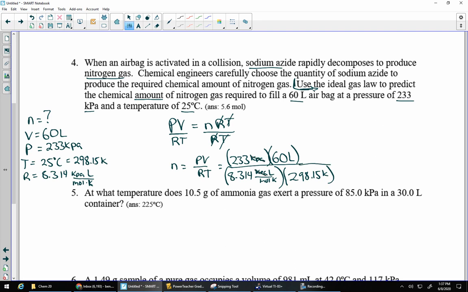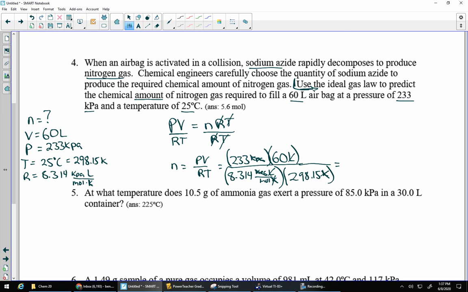Check out what happens with the units here. kPa cancels with kPa. Liters cancels with liters. Kelvin cancels with Kelvin. What's the only unit we have left? Moles, which is exactly what we're looking for when we're looking for amount. So we go ahead and plug the numbers in here. I don't have a calculator with me, which is kind of annoying.